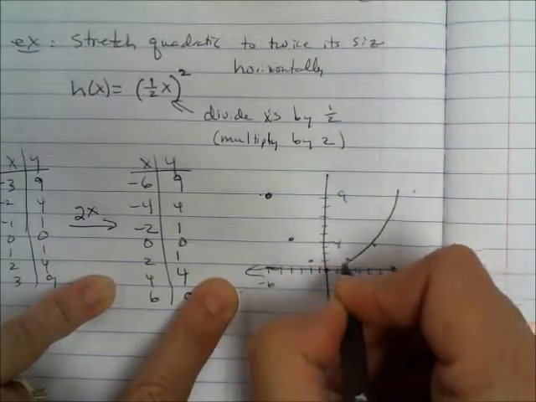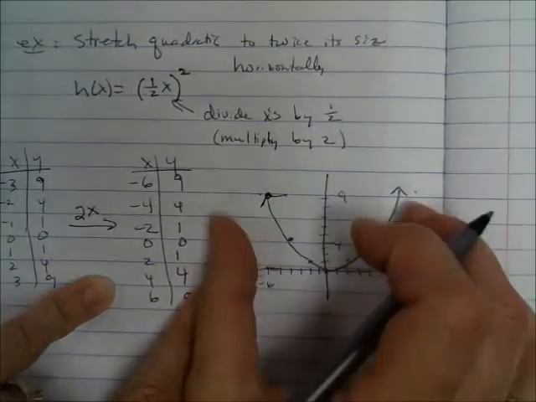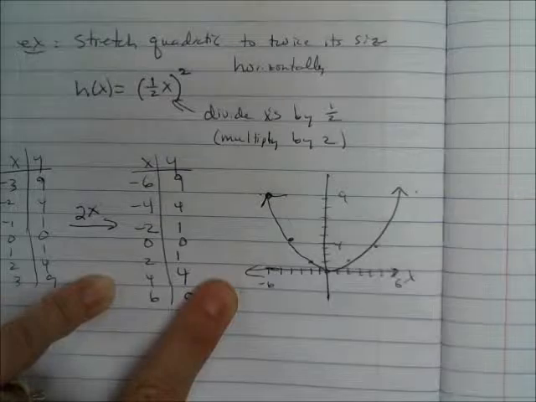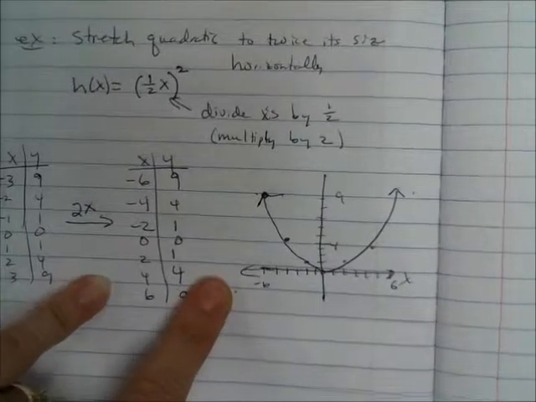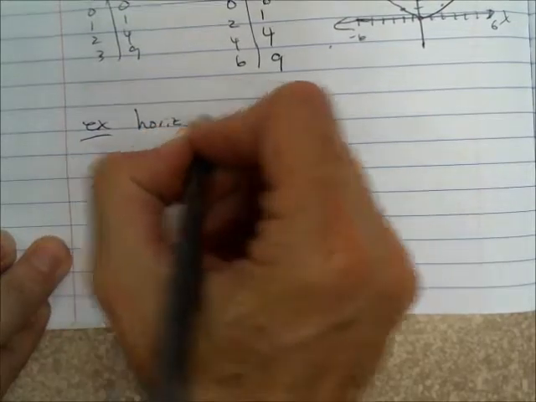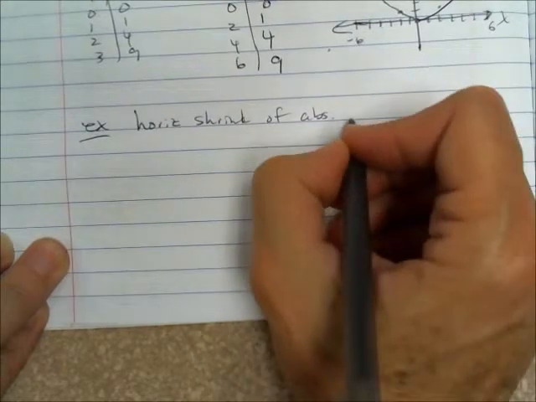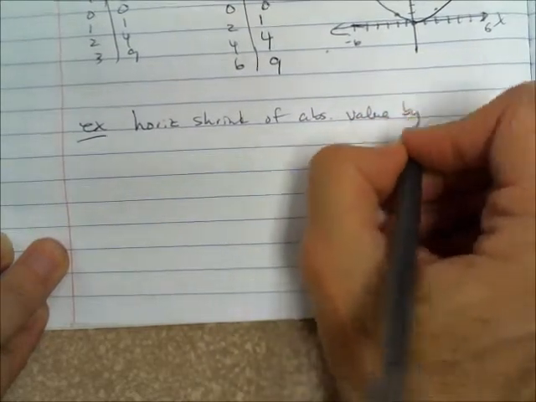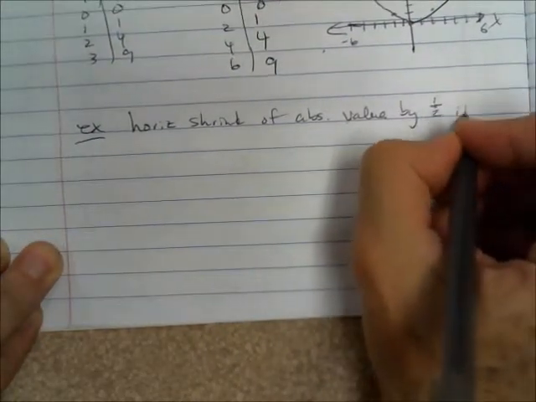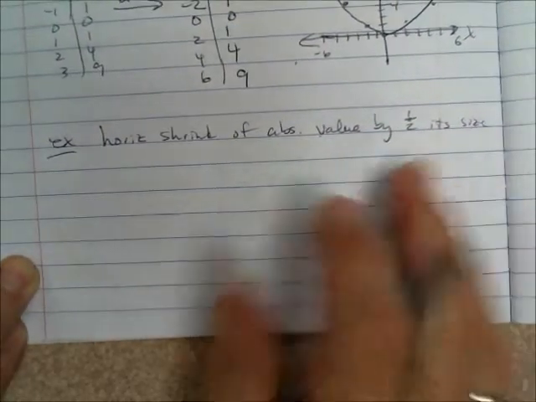So what we've just done is we've taken this original parent parabola and we've made it wider by a factor of 2. So there is your horizontal stretch. And now our last example, let's do a shrink. So I think I have room down here. So our last example, let's do a horizontal shrink of the absolute value function by a half its size. So instead of twice its size, it's going to be half of its size.